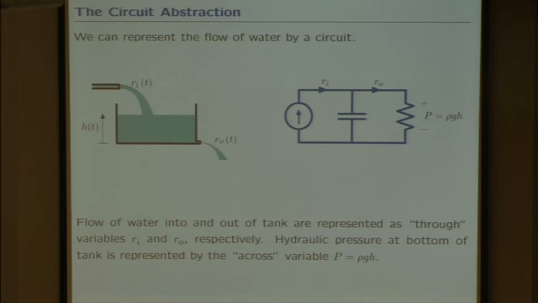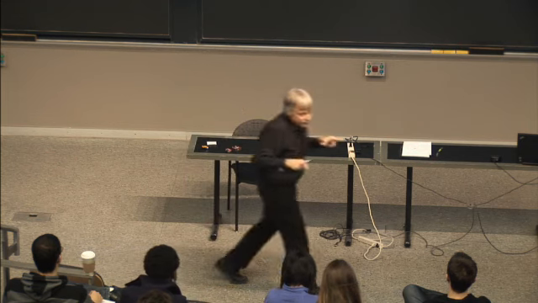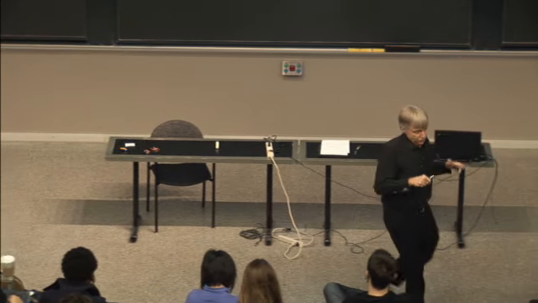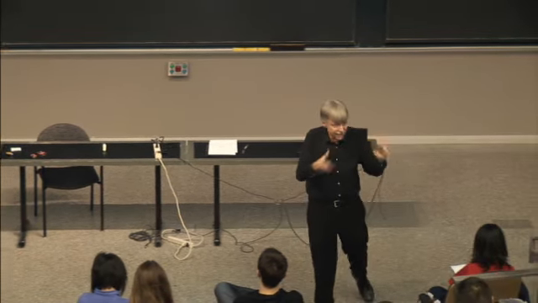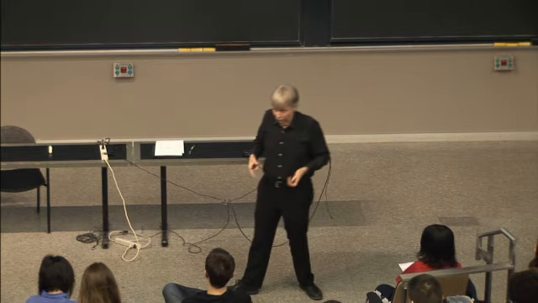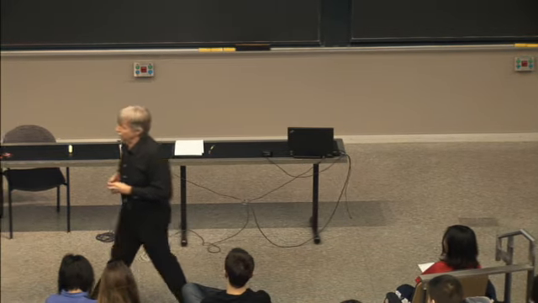And the across variable for an electronic device is voltage. The across variable for this kind of a fluidic device is pressure. So we think of it as, as there's more stuff coming in than going out, the height goes up and the pressure builds. Same idea. So the point is that we'll develop the theory for circuits in terms of electronics, but you should keep in the back of your mind that it's a lot more general idea than just electronics.